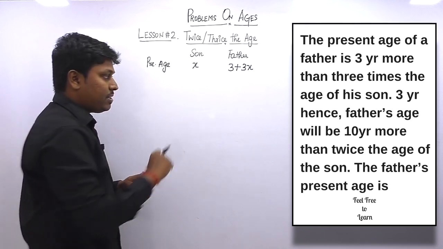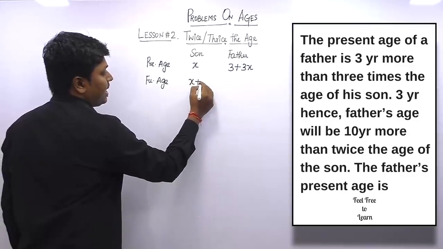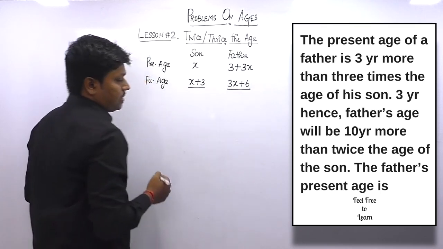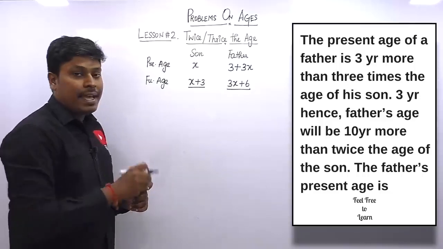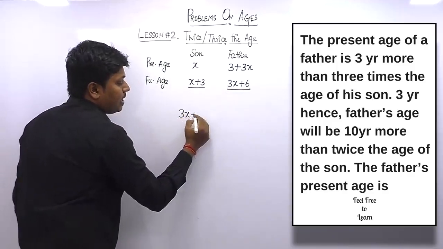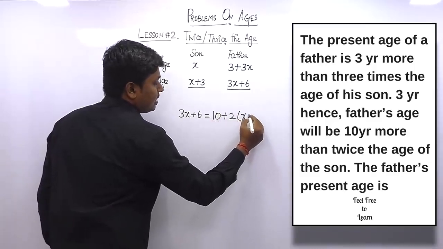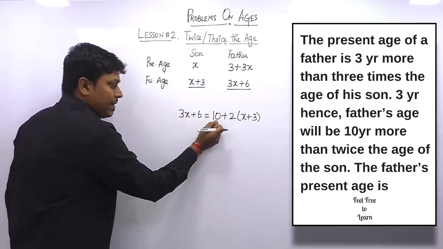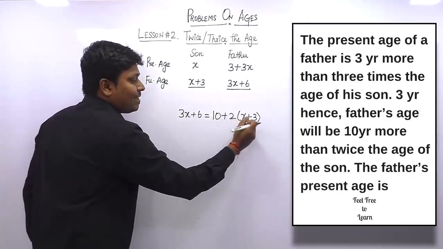And the next point, 3 years hence. So hence determines the future. So after 3 years, the future age. So after 3 years, son's age will be x plus 3 and the father's age will be 3x plus 6, right? So this will be after 3 years. So after 3 years, father's age will be 10 more than twice the age of the son. So listen to the words carefully. After 3 years, father's age is 10 more than twice the age of the son, that is x plus 3. Friends, got it? So important equation, listen here. Father's age is equal to 10 more than, that is plus, right? So 10 more than twice the age of the son.